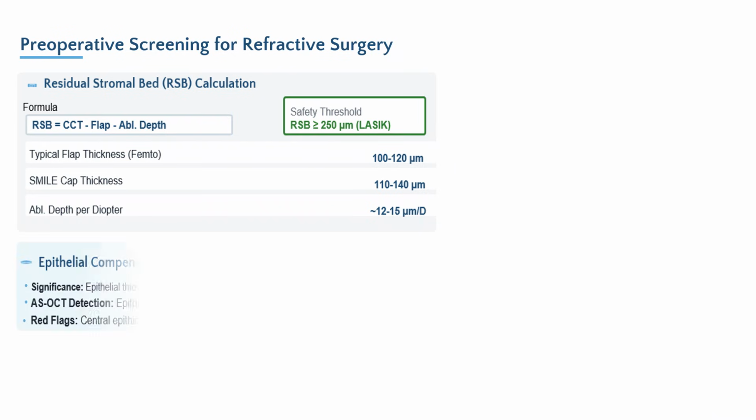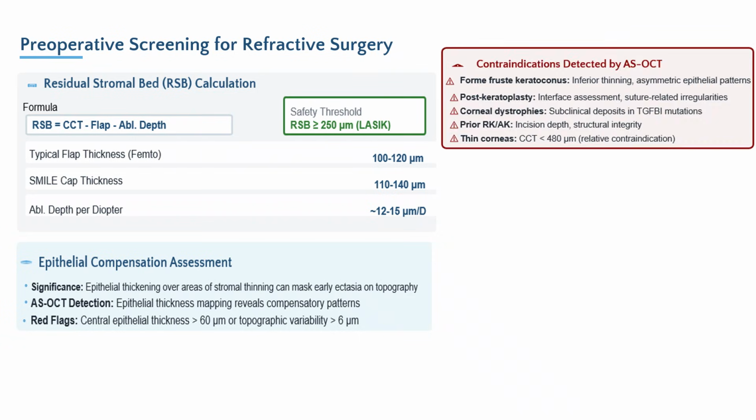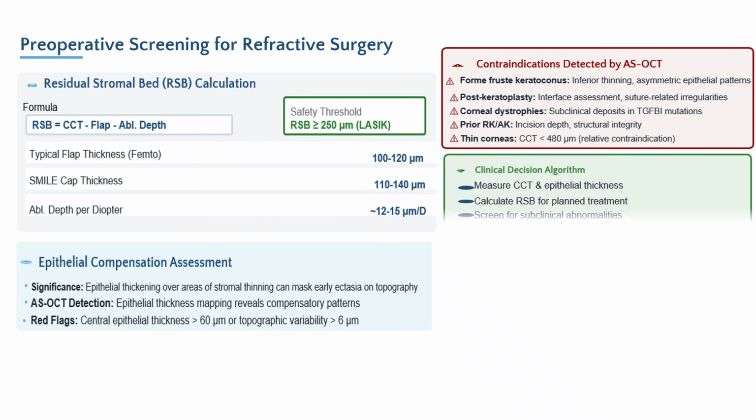This is for a LASIK procedure. And of course, we have to rule out and exclude any other contraindications apart from the residual stromal bed, as we have explained before, like the presence of forme fruste keratoconus or any abnormalities in the cornea, like corneal dystrophies or any thin corneas. Any red flags should be detected and excluded, and keep in mind the masking effect of the epithelium, as we said before, that might mask hidden forme fruste keratoconus.